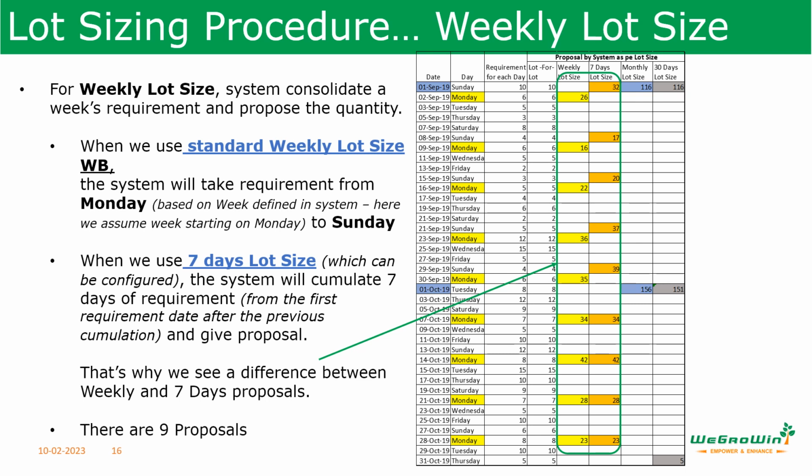That is, if you have defined Monday to Sunday as a week, all the requirements are always calculated from Monday to Sunday, and the quantity should be available on the first day of that week. That is what the weekly lot size WB says.